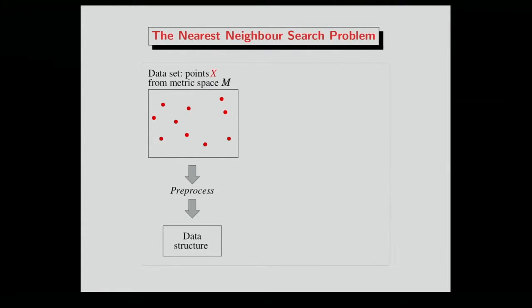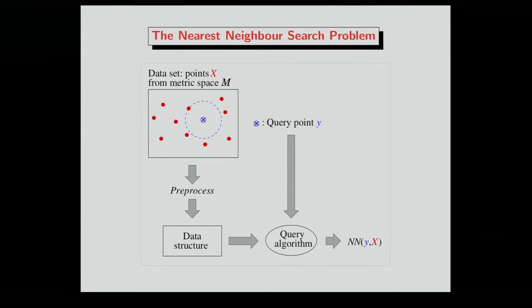The task is to pre-process this set of points and produce a data structure, which you will then use to answer queries. So the problem comes in two phases naturally. First there's the pre-processing phase, and then there's the query phase. In the query phase, you're given a query point y, and you have to find its nearest neighbor in that data set, denoted by nn of y, x.